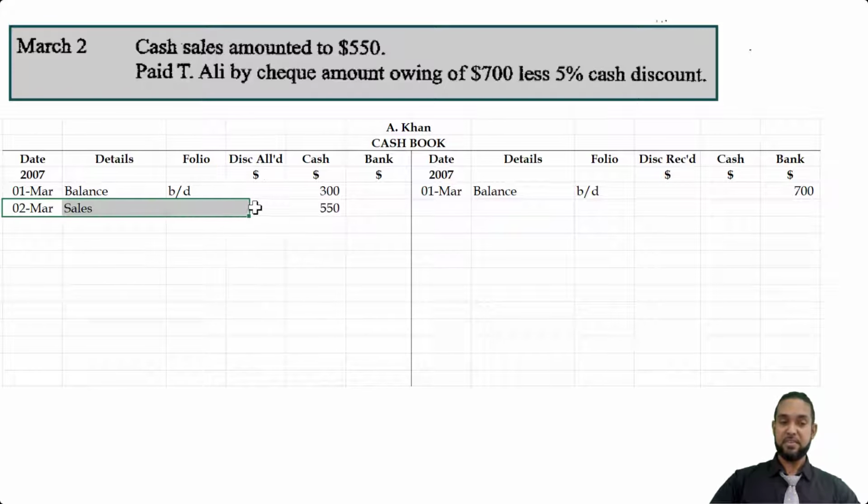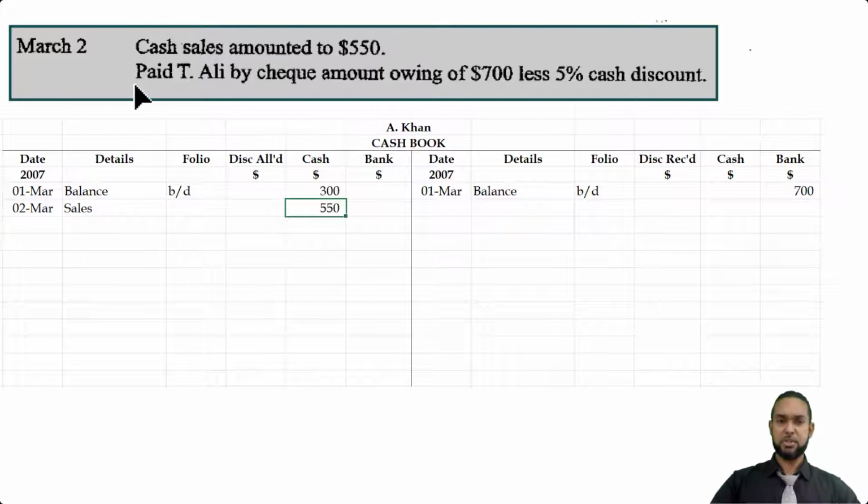Now, a lot of people have an issue. They think when they put sales on the debit side, we're debiting sales. Please note that is not the case. The inclusion of the word sales here tells us the other account affected by this transaction. What we're doing here is the cash book, and when you make an entry on the debit side of the cash book, you are debiting the cash book, right? You're not debiting sales.